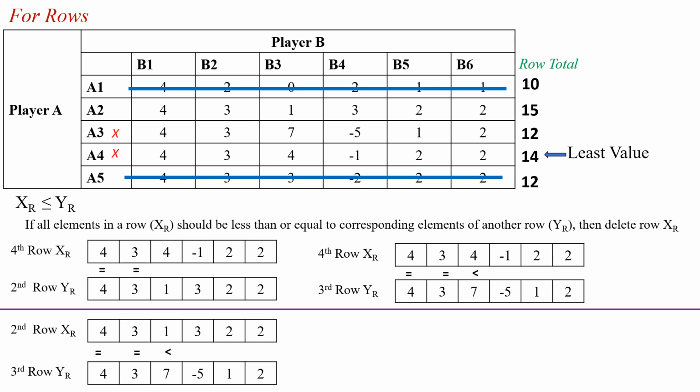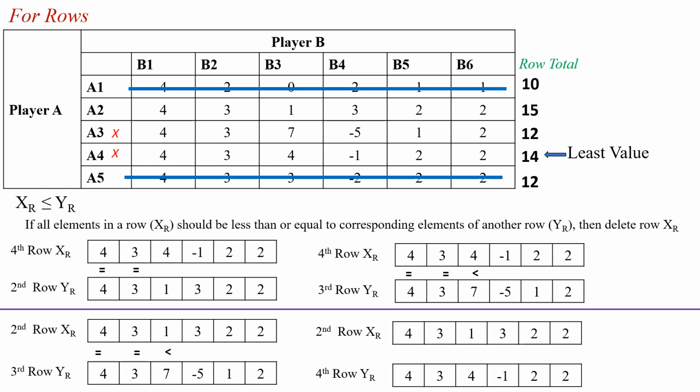Then compare the second row elements with the fourth row elements. That is 4 equal to the 4, 3 equal to the 3, 1 is less than the 4, but 3 is not less than the minus 1. Moreover, 3 is not equal to the minus 1. So here also the dominance rule is not applying. So the dominance rule is not applying for the second row also. So by applying the dominance rule for the rows, we deleted 2 rows, that is 2 strategies for player A.